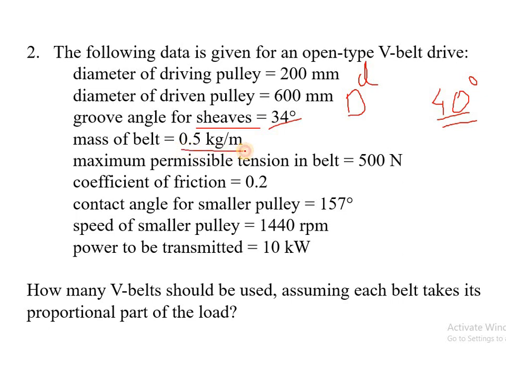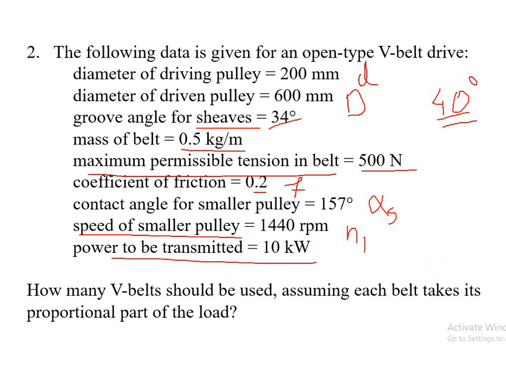Mass of belt is 0.5 kg per meter. Maximum permissible tension in belt, that is how much tension a belt can sustain, is 500 Newton. Then the coefficient of friction, denoted by small f, and the contact angle for the smaller pulley, alpha S. Speed of smaller pulley is N1, and power to be transmitted is 10 kilowatt. They are asking how many V belts should be used, assuming each belt takes its proportional part of the load. So we'll see how to solve it.